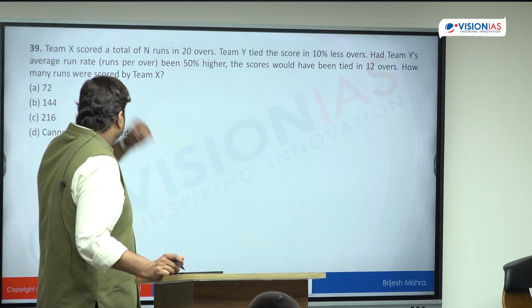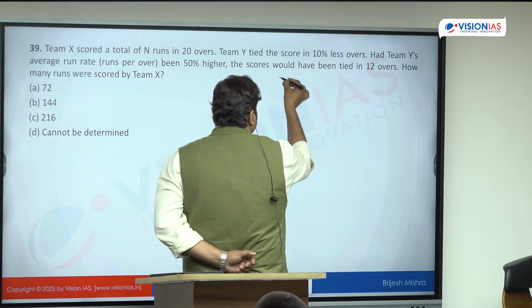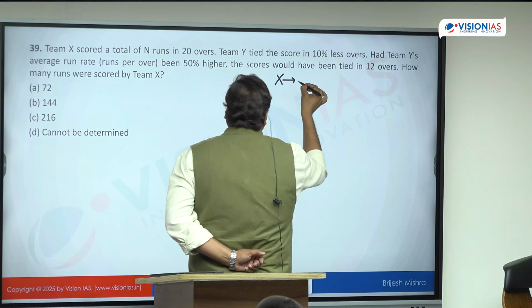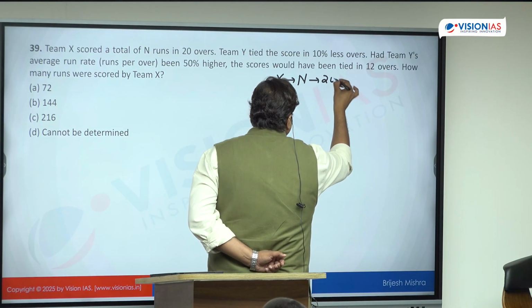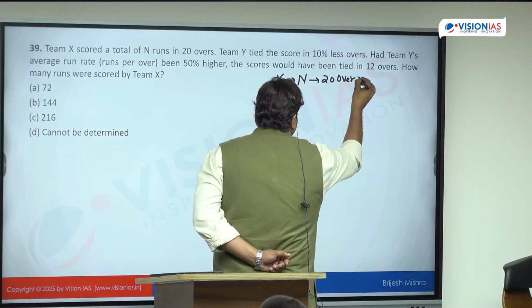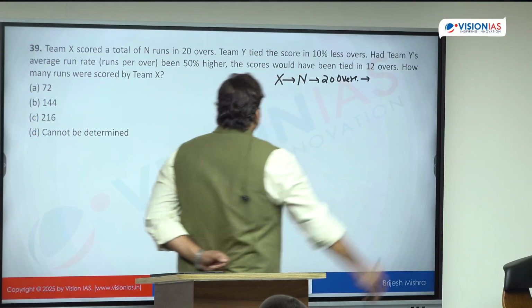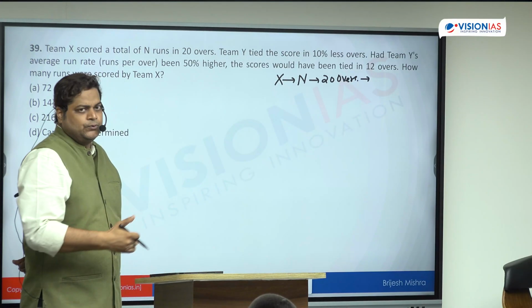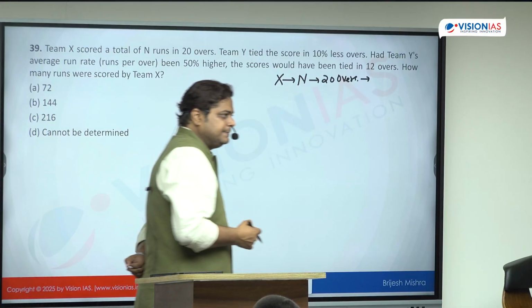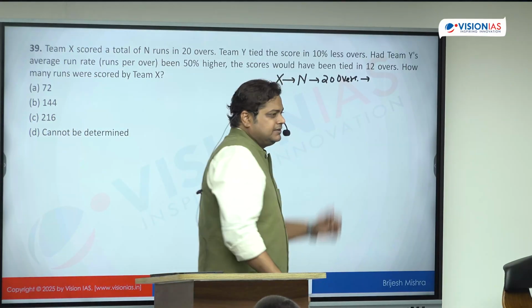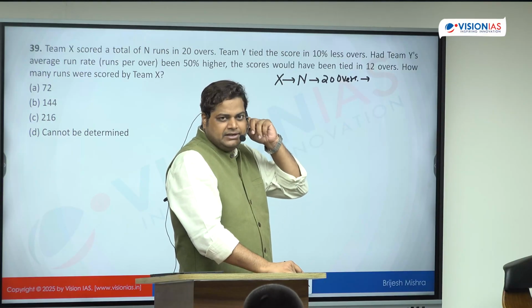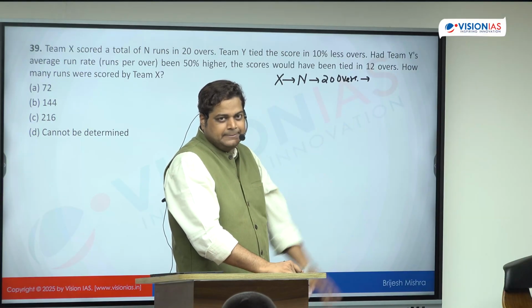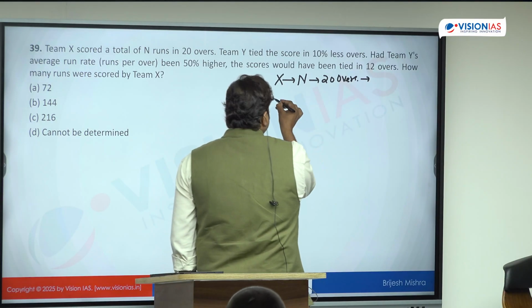So team X scored a total of n runs. Team X scored n runs in 20 overs. So what is the runs per over, the average runs per over? How can we get that? Average runs per over is n by 20. लिख सकते हैं? चलो नहीं लिखते हैं अभी.